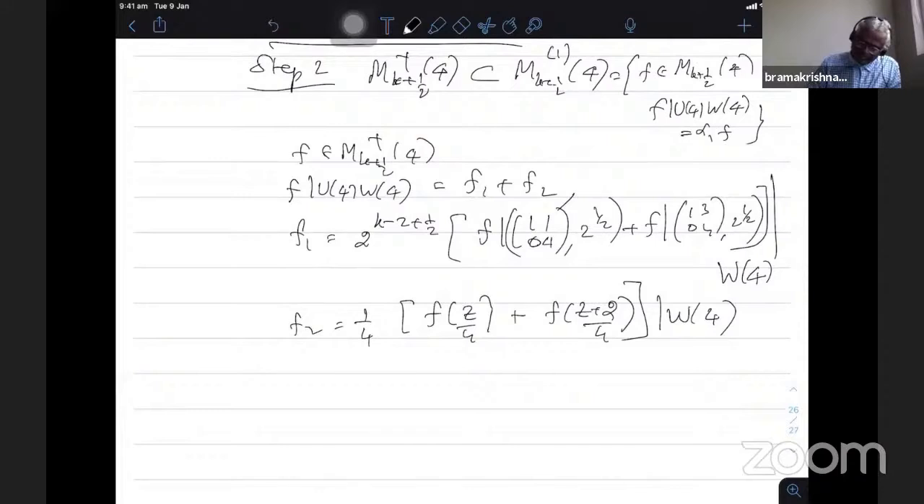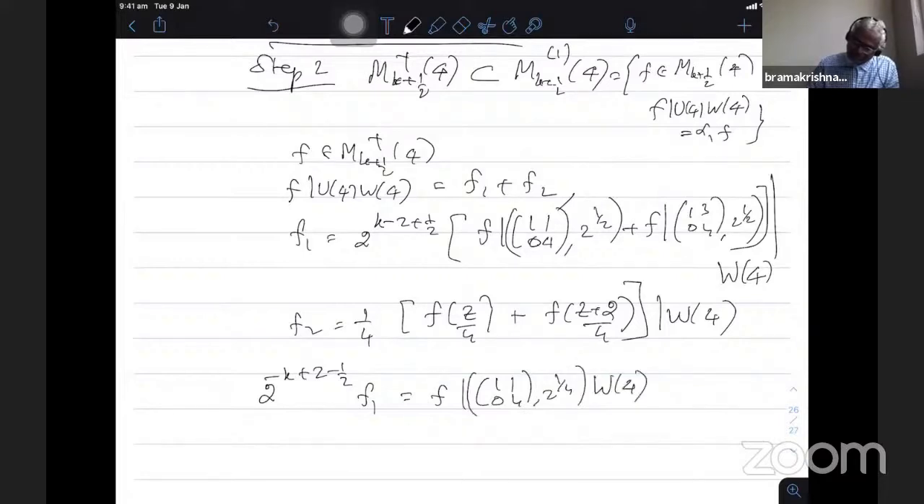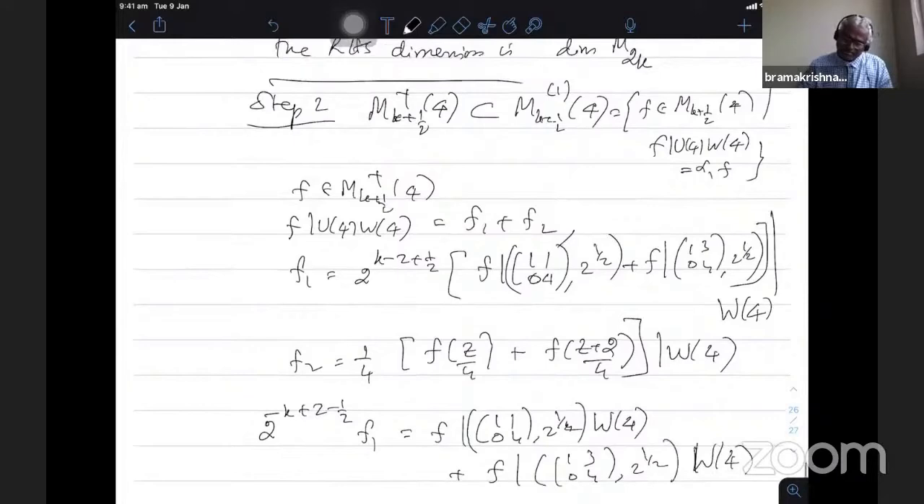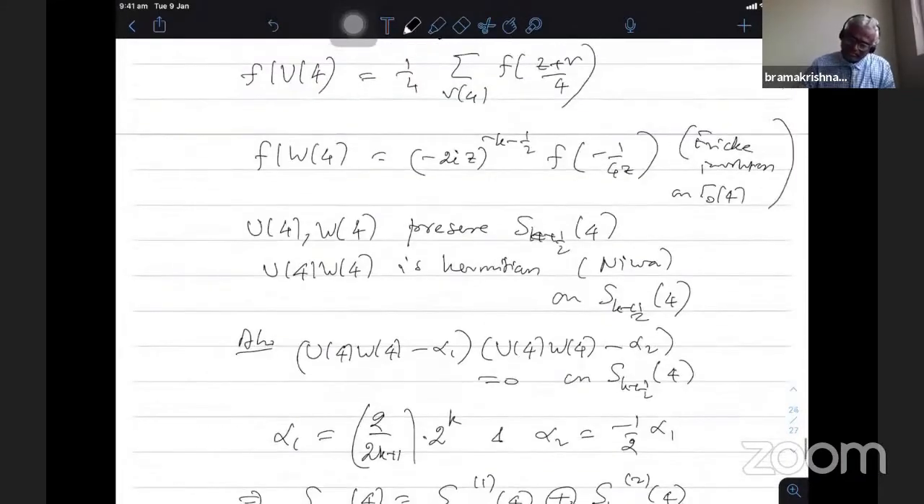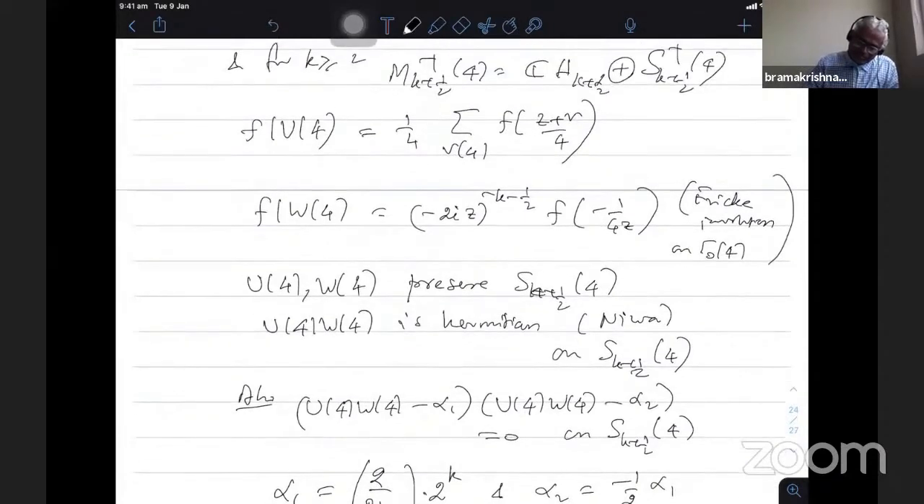So 2 power minus k plus 2 minus 1 by 2 f1 is f bar 1104 2 power 1 by 4, and then apply w4 plus f bar 1304 2 power 1 by 2 bar w4. So w4 is already this matrix transformation, which one can write in terms of the matrix action. So w4 is 0 minus 1 4 0.